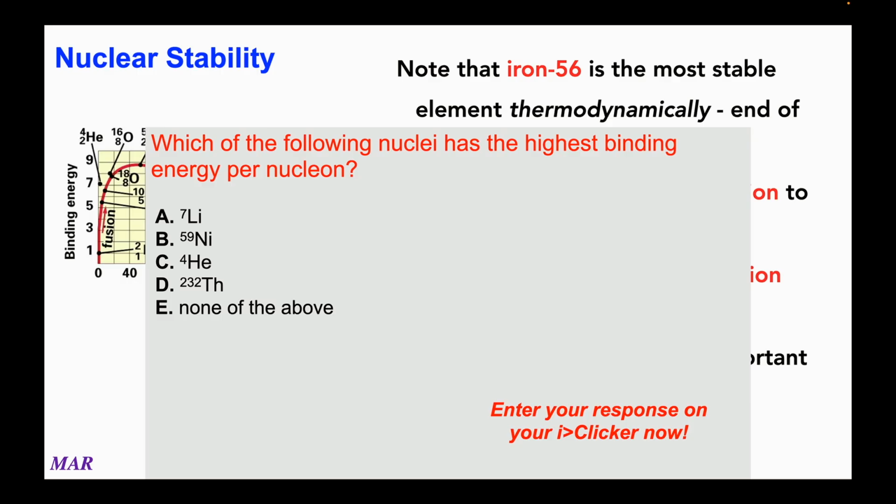And if you look at the periodic table, nickel is just a couple of elements away from iron, all right? You add a couple of protons and you'll turn your iron into nickel, or take a couple of protons away from nickel and you'll have iron. So the nickel compound here probably has the highest binding energy per nucleon.